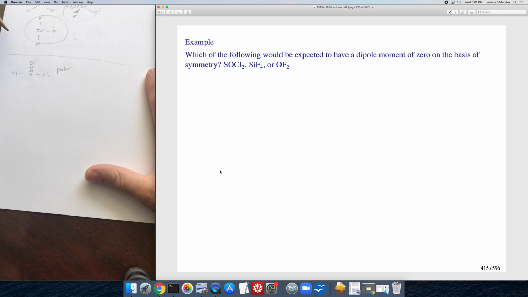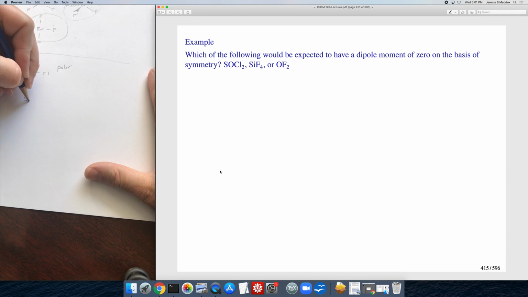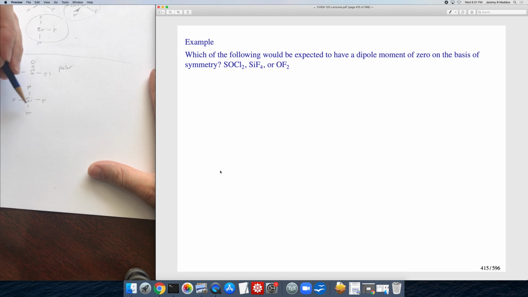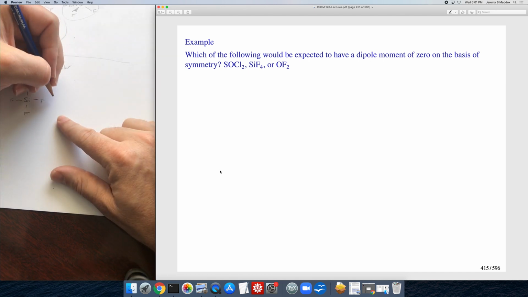For the silicon tetrafluoride, here's the Lewis structure, save for the lone pairs on the fluorines. It's going to be a perfect tetrahedron. This one is going to be nonpolar.